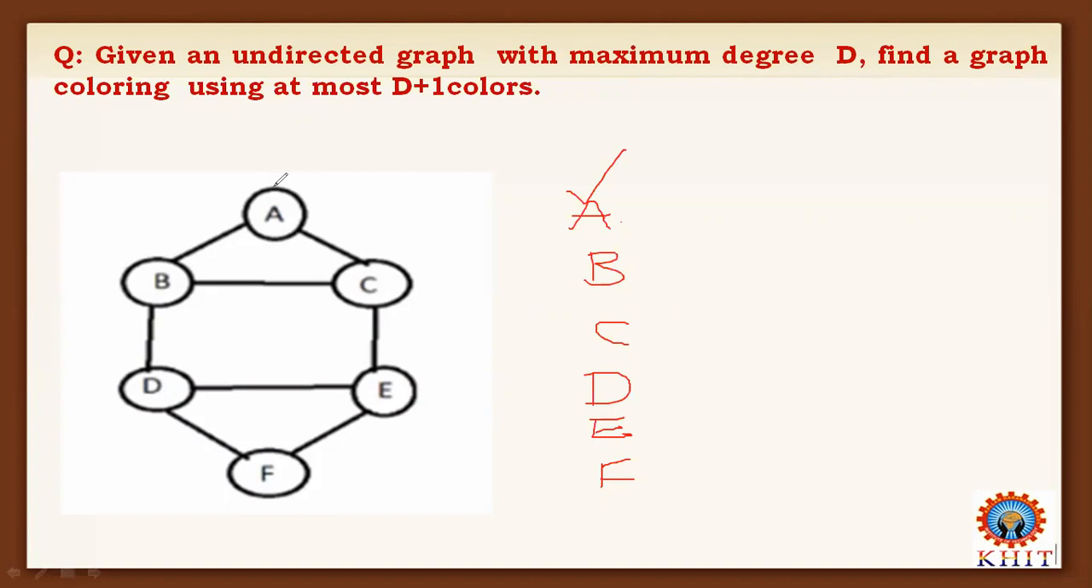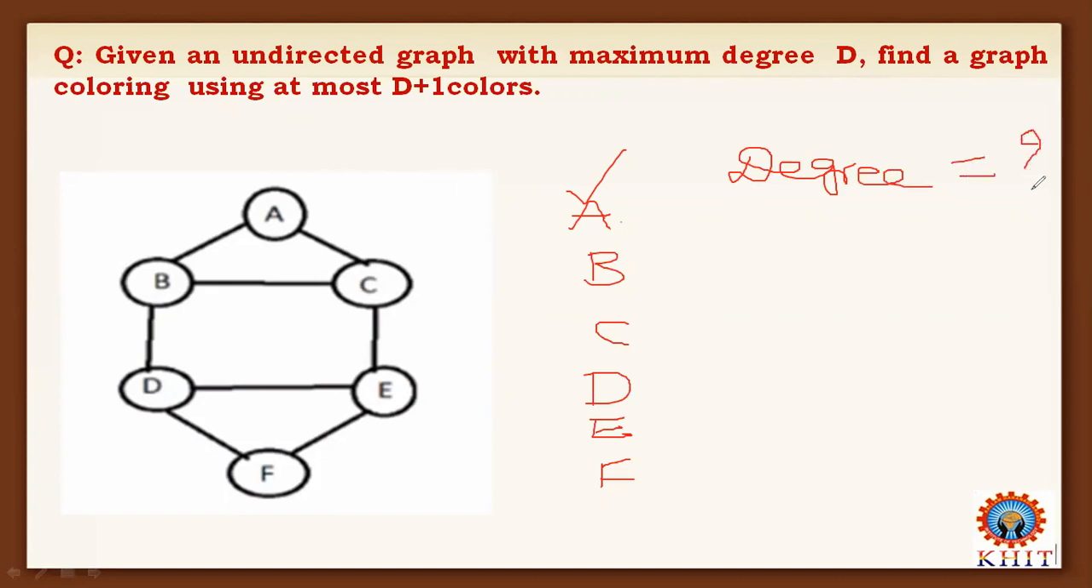No two adjacent vertices have the same color. So before solving the graph coloring problem, you need to find or calculate the degree of the given graph. What is the degree of the given graph?